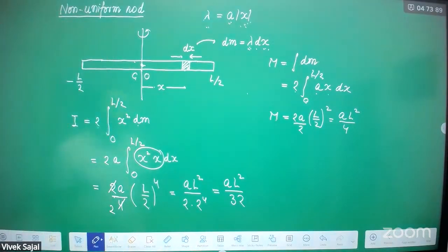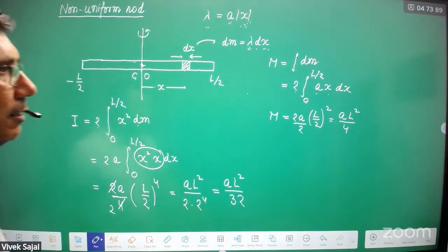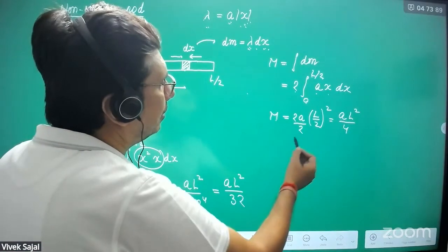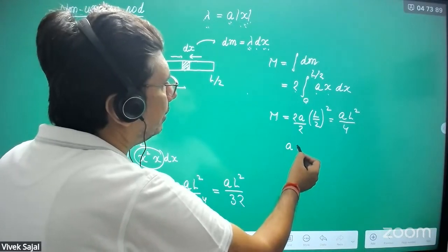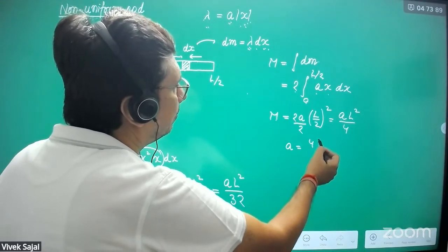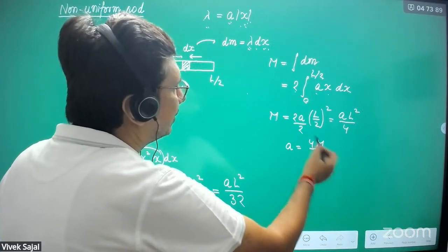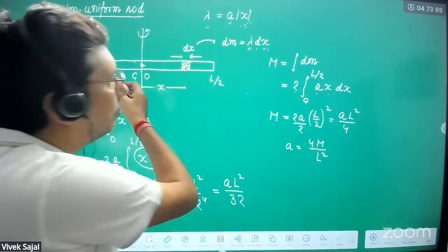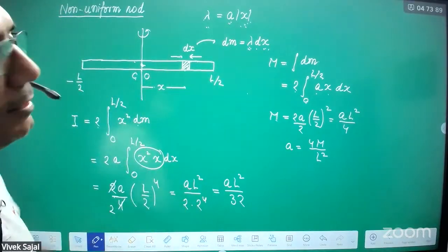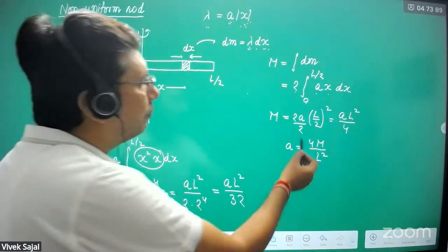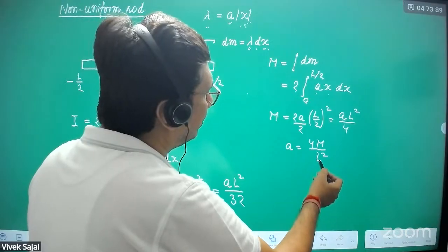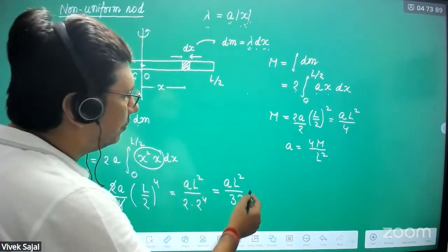If you want to write it in terms of mass, if they have given it in terms of mass, you can write it from here. A will be how much? This will be 4m upon L square. From here, suppose they are providing the mass in place of this, then this will be 4m upon L square. This will be A. Substitute here.